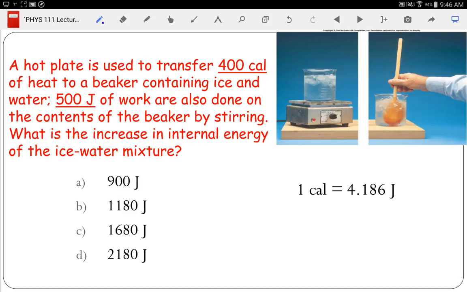First clicker question. A hot plate is used to transfer 400 calories of heat to a beaker containing ice and water. 400 joules of work is also done by stirring. The question is, what's the increase in internal energy in the ice-water mix?